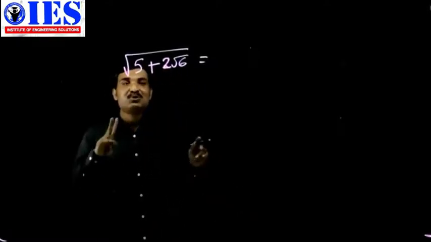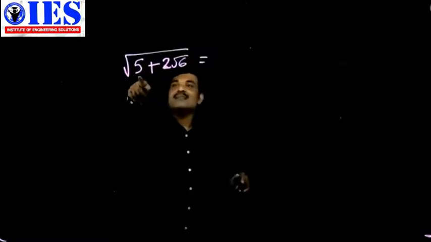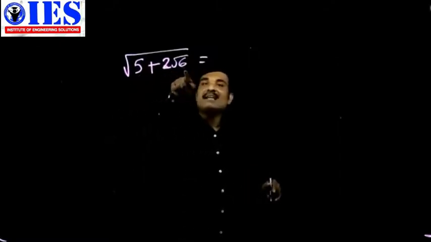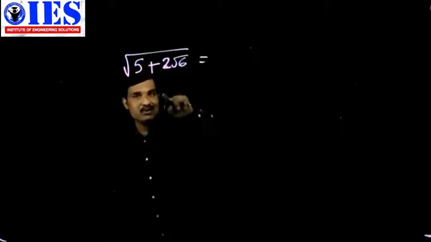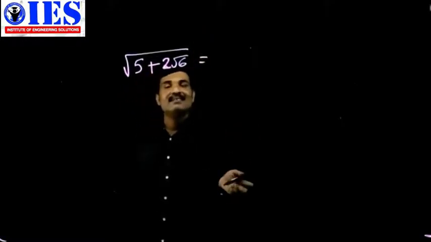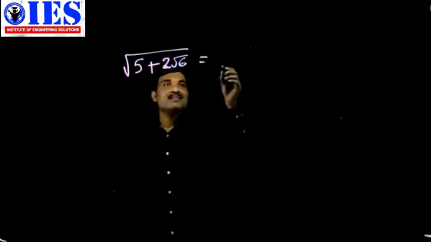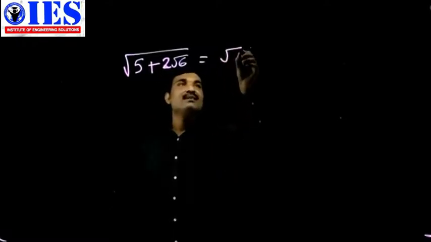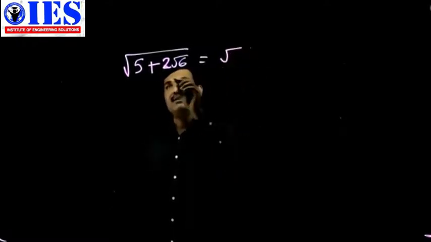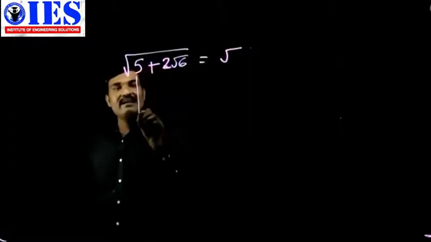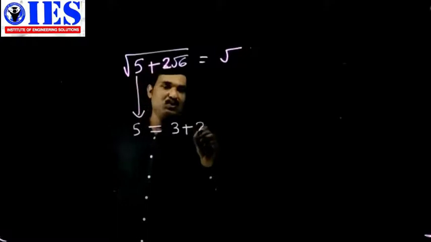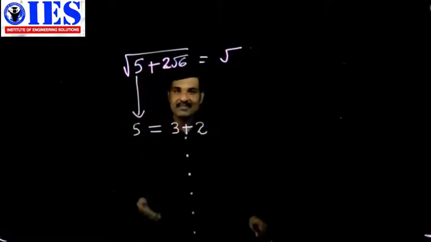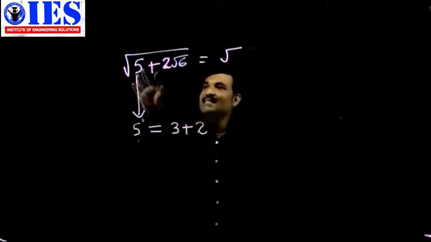We need to choose 2 numbers such that their sum is equal to 5 and their product is equal to 6. And we need a 2 in this second term also. Then we can write the answer as the square root of those numbers. For example, I'm writing 5. We can write this 5 as 3 plus 2. So we choose 2 numbers, 3 and 2, so the sum is equal to 5.